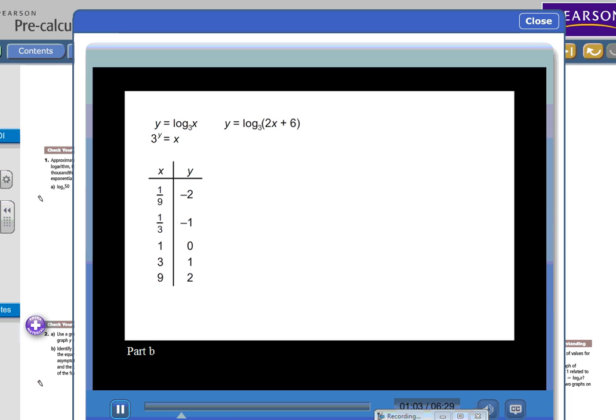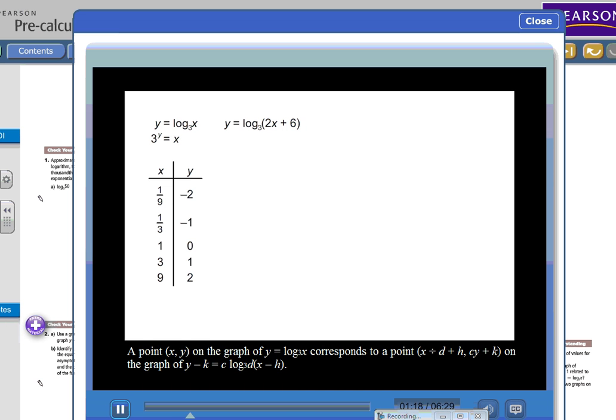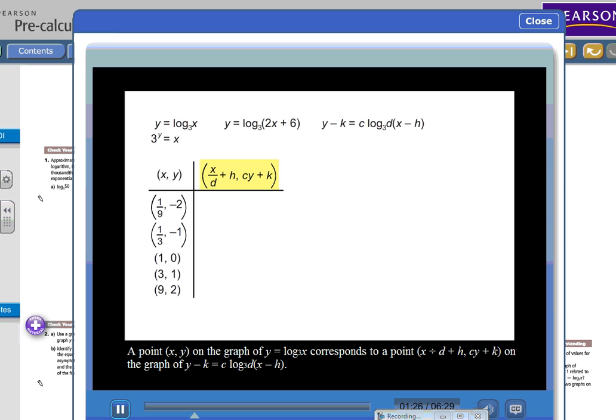Part B. How is the graph of y equals log base 3 of 2x plus 6 related to the graph of y equals log base 3 of x? Sketch these two graphs on the same grid. A point (x, y) on the graph of y equals log base 3 of x corresponds to a point (x divided by d plus h, c times y plus k) on the graph of y minus k equals c log base 3 of d times (x minus h).